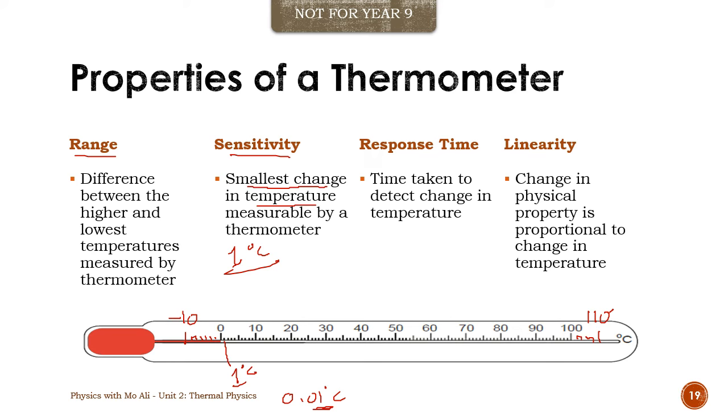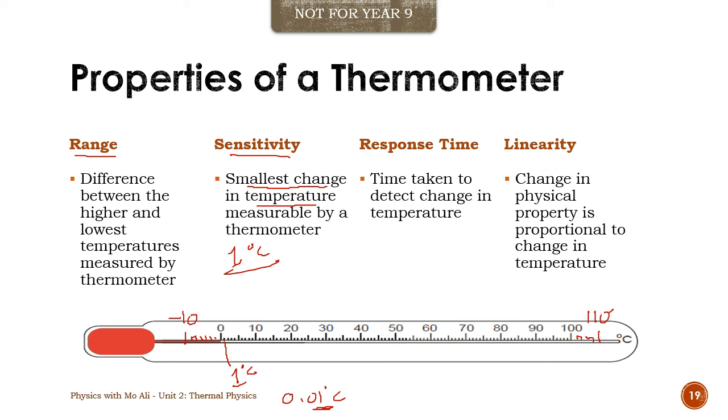Next, response time. I think this one is kind of self-obvious. It's how much time it takes to detect the change in temperature. Like, for example, if you take this thermometer and you shove it in your mouth, how long do you have to wait before it gives you that reading or your temperature? That's basically response time.